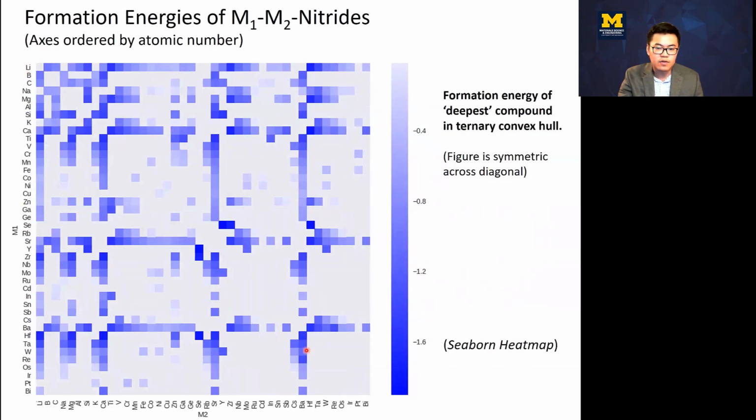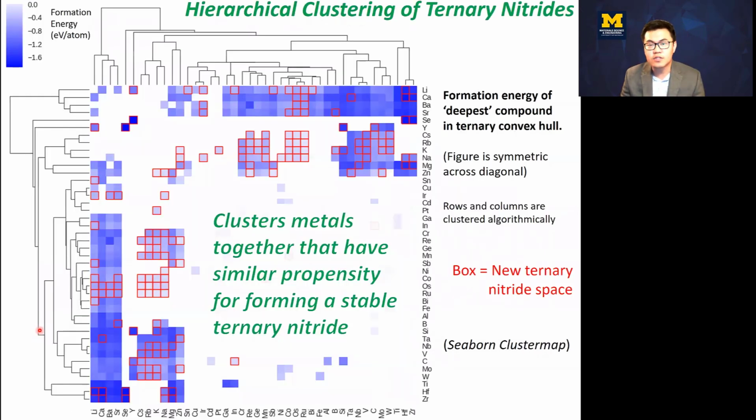There are 4 lines that look very similar to one another. And what we can do is we can apply an algorithm called hierarchical clustering. And what hierarchical clustering does is it clusters together metals that have a similar propensity for forming a stable ternary nitride. And so when you do that, you can get this figure right here. Those 4 lines appear in this block right here. And some other blocks start to appear that were not immediately apparent in this previous representation.